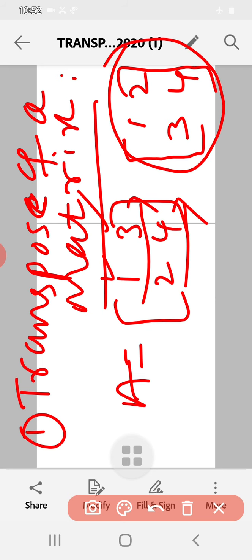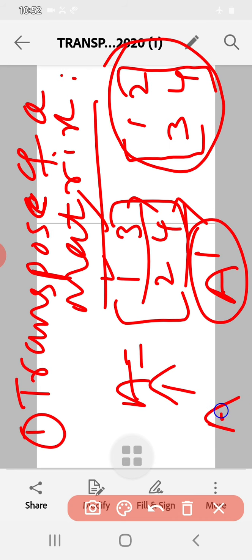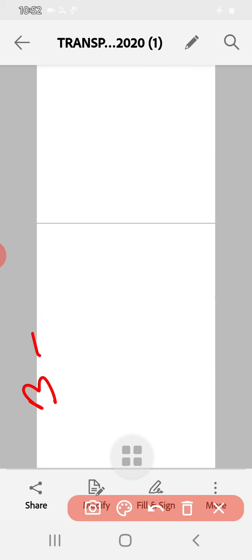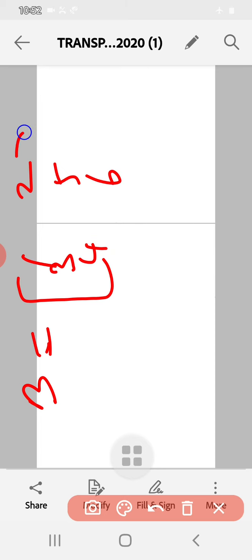So the matrix which is obtained by interchanging the rows and columns of a matrix is called the transpose of a matrix. The transpose of the matrix A is denoted by A dash, or A to the power T. That means transpose of A, we will write it as A dash. Let us consider another example: 1 3 4 2 5 6.